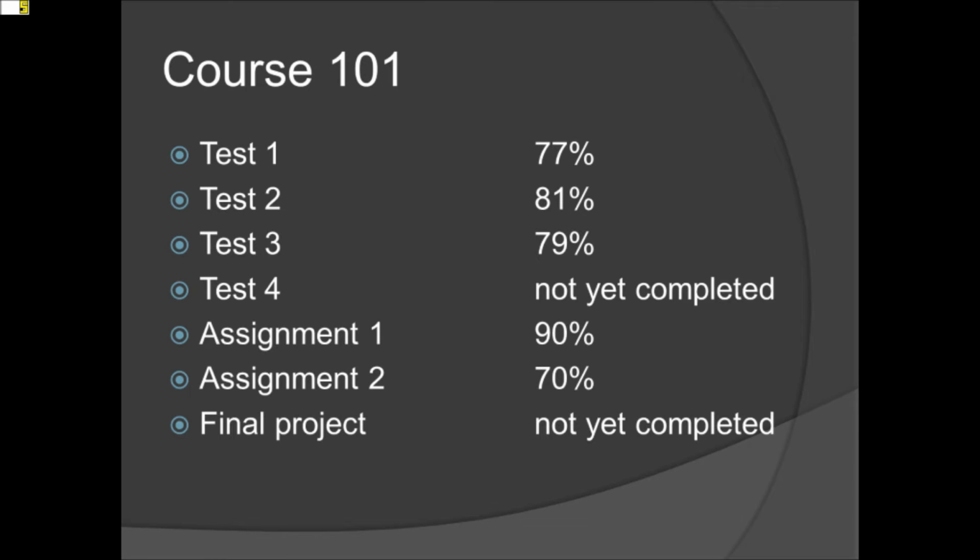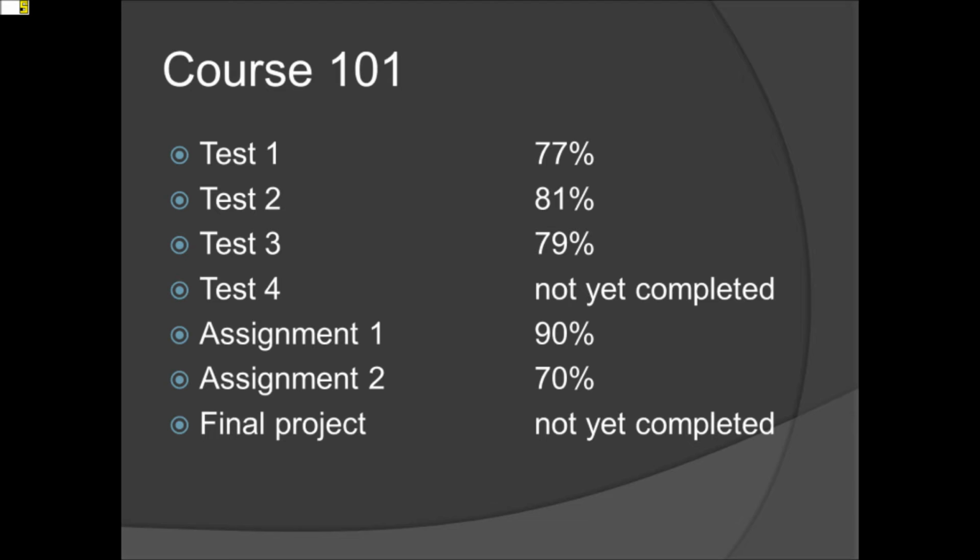Luke is partway through his semester. He's completed 3 tests and 2 assignments. Luke got 77% on his first test, 81% on his second test, and 79% on his third test. On his first assignment, he scored a 90%, and on his second assignment, he scored a 70%.